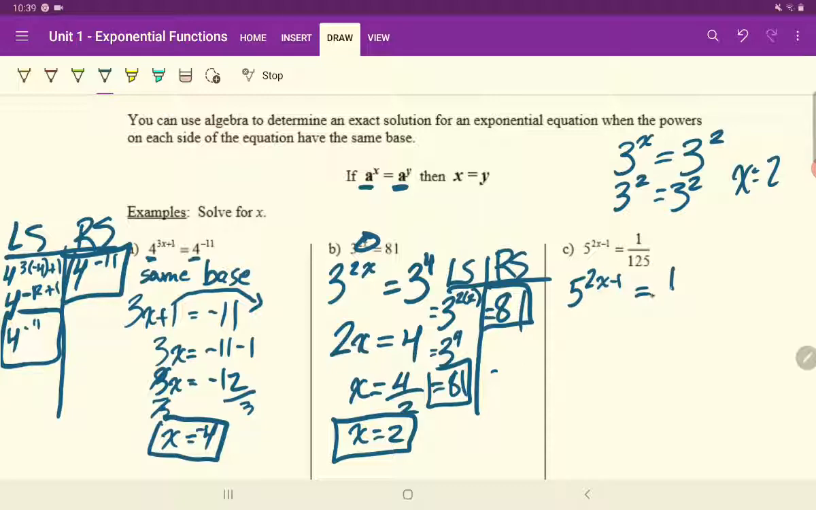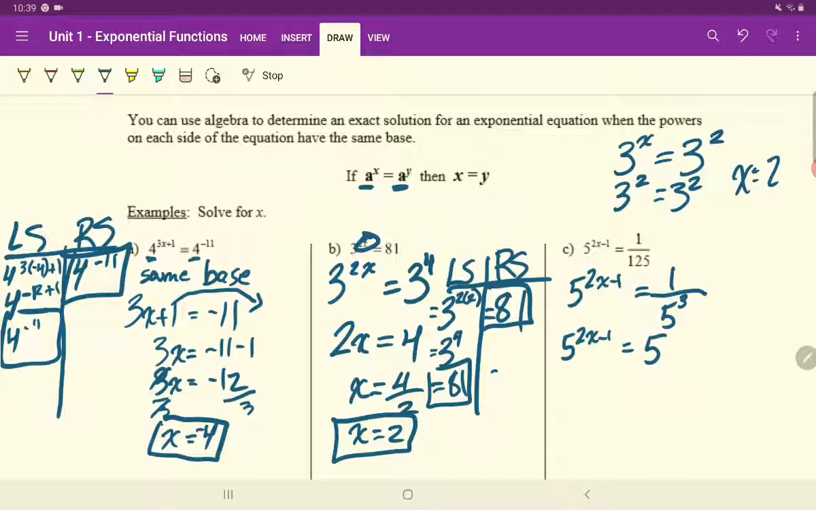Well, I know that 125 I can convert to 5 cubed. 5 times 5 times 5 is 125. Okay? Still though, this isn't good enough. I can't have a 5 on the left and a 1 over 5 cubed on the right. But I know from my exponent laws that I can do the following.